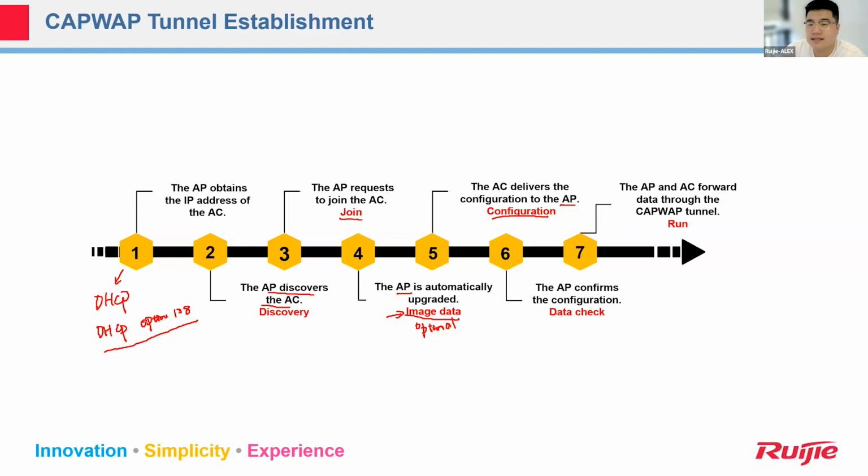And the next is data check. Data check means that the AP confirms the configuration received from the AC. And the last step is run. It's the run state. The AP and AC forward data through the kernel. Okay.